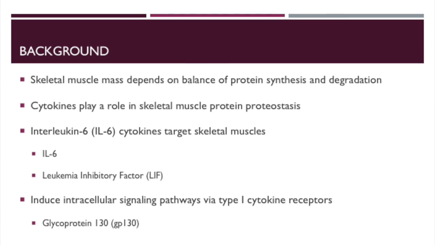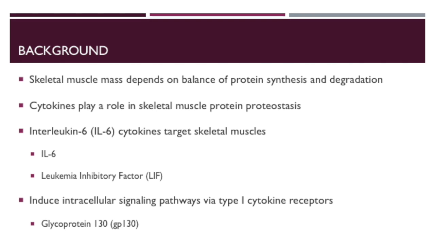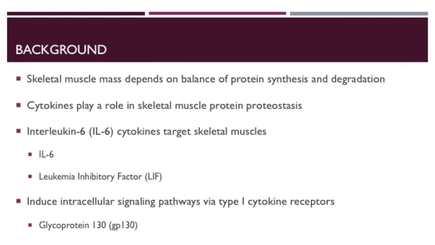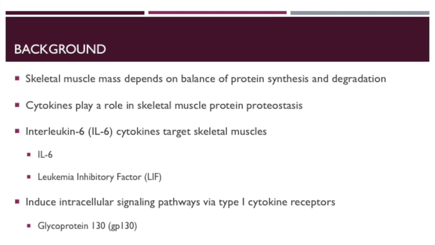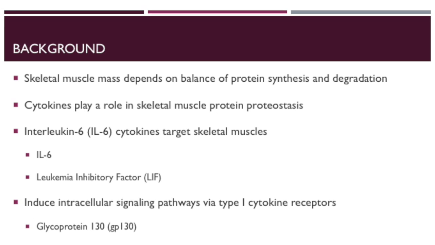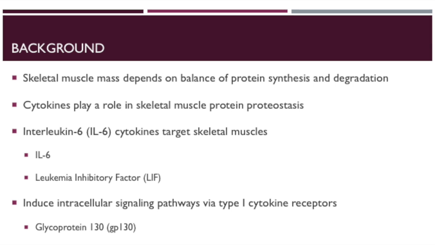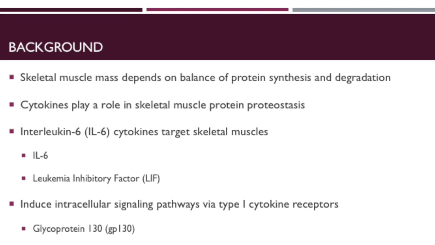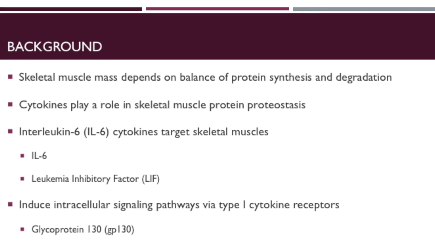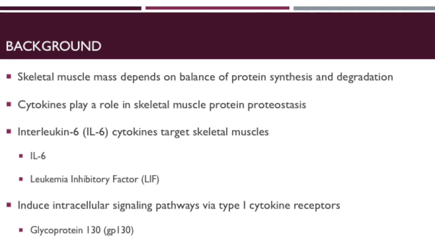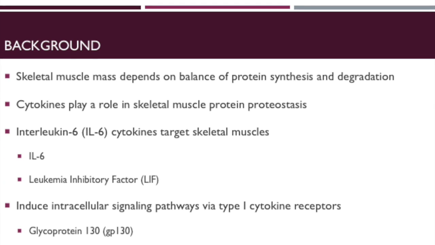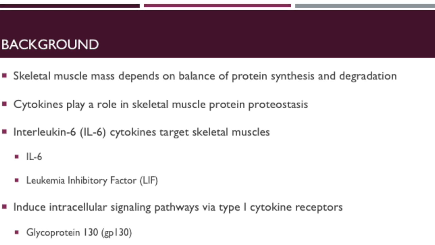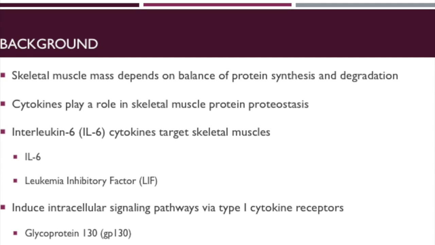Interleukin-6, or IL-6, cytokines are a family of cytokines that regulate important physiological processes involving the immune system, inflammation, and cell survival. Common targets for IL-6 cytokines are skeletal muscles, and skeletal muscles also serve as a source of IL-6 cytokines. Two important members of the IL-6 cytokine family are IL-6 and leukemia inhibitory factor, or LIF, which both play a role in skeletal muscle hypertrophy and atrophy. Hypertrophy is the enlargement of muscles, while atrophy is a wasting away of muscles, often due to degeneration of cells.